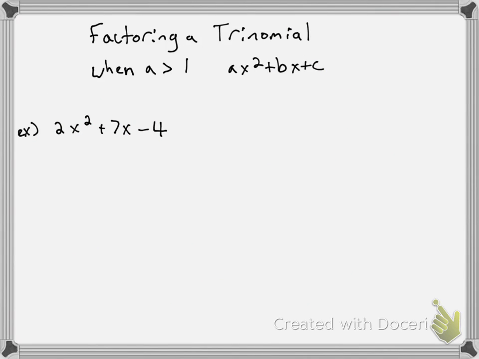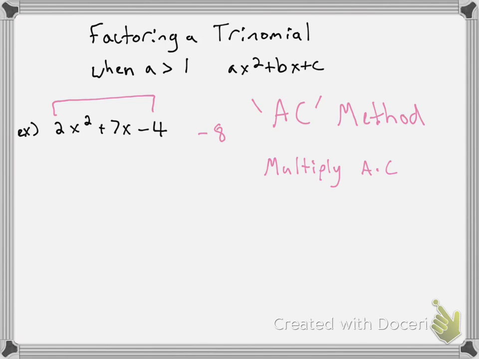All right. Next, we have factoring a trinomial when a is greater than 1. If you look at this first example, we've got 2x squared plus 7x minus 4. There's no GCF, so I cannot take anything out. So I'm going to need to do the AC method. The AC method is when I literally multiply a times c. In this case, it would be 2 times negative 4, which will give me negative 8.